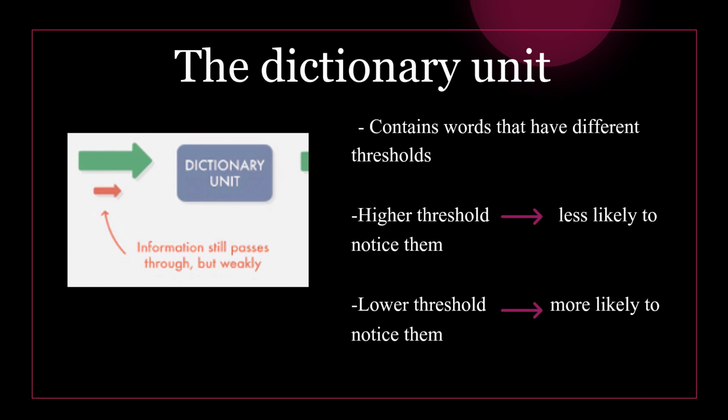The second and final stage is the dictionary unit. The dictionary unit is responsible for containing a variety of words that have different threshold levels. This means that words with low thresholds, like common words, are more likely to be detected than words with a higher one, such as words that we do not use frequently. For example, we have a low threshold for our name and a higher one for words like "both," which are not frequently used.